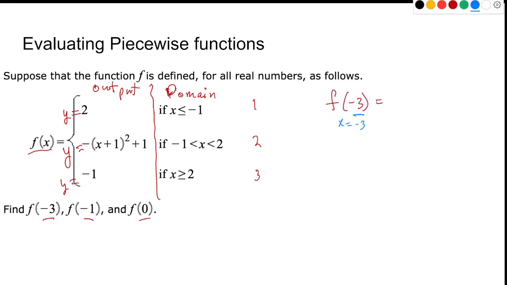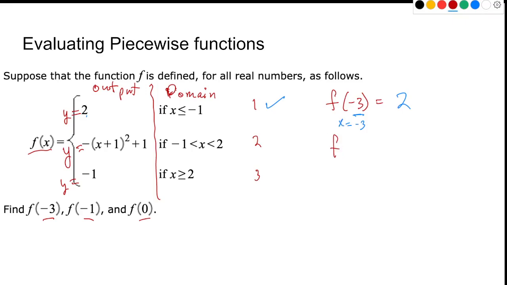I check if x is -3, is that less than or equal to -1? Yes. So this is the part that I'm going to use. If x is -3, this is telling me the output, the y value is going to be 2. There's our answer. We're done. Nothing more to do.